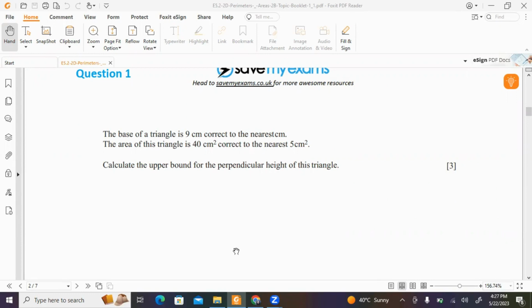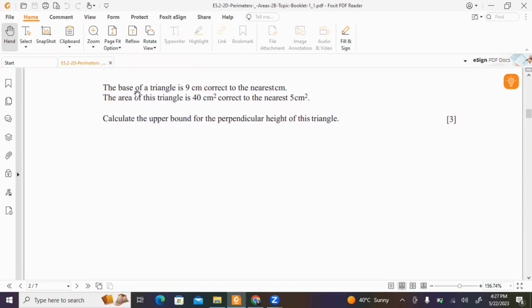Today we'll do some advanced questions for finding the area and perimeter of 2D shapes. So if you look at the first question, it says the base of a triangle is 9 centimeters, correct to the nearest centimeter. The area of the triangle is 40 centimeters square, correct to the nearest 5 centimeters square. Calculate the upper bound for the perpendicular height of this triangle.